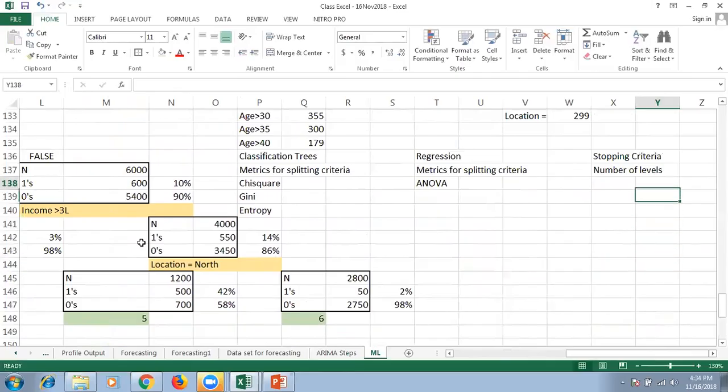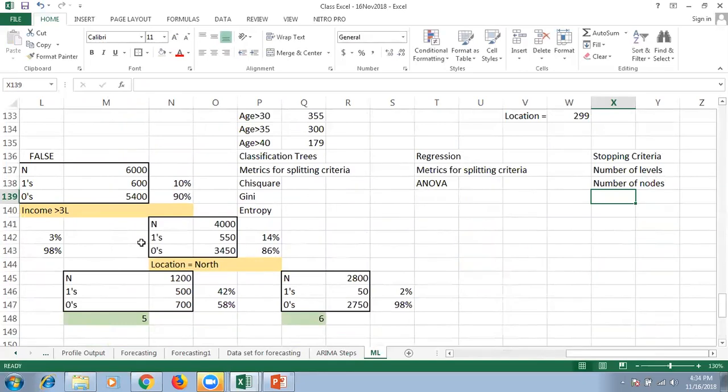Or you can also consider number of nodes. Suppose I want the number of nodes to be 10. Then as soon as you reach 10 nodes, it will get stopped. That can be one thing.